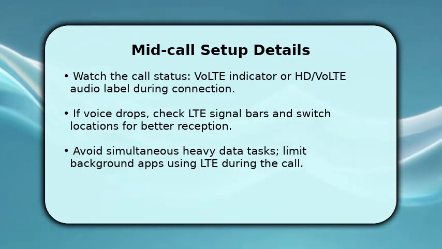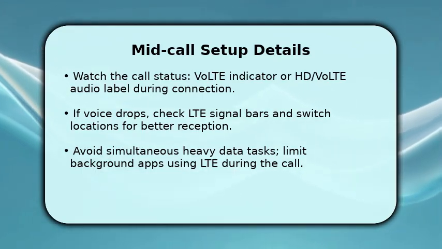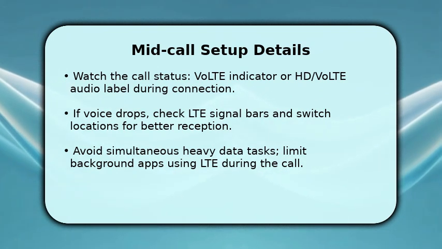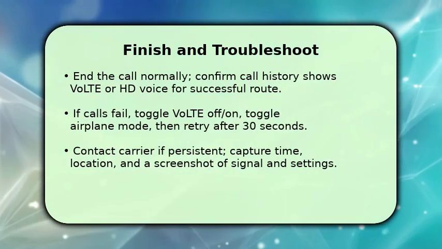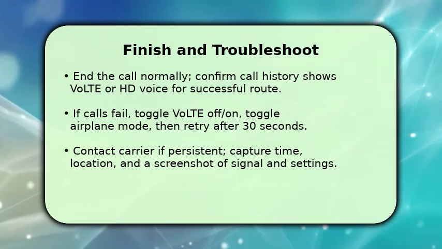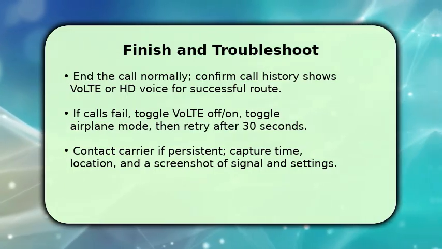If you need to add a call or merge, use your phone's native conference features, since VoLTE handles call continuity differently than 3G. To finish, hang up like any call and check your call log to confirm VoLTE or HD voice was used. That verifies successful routing.